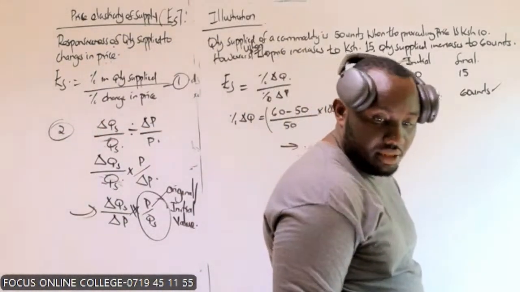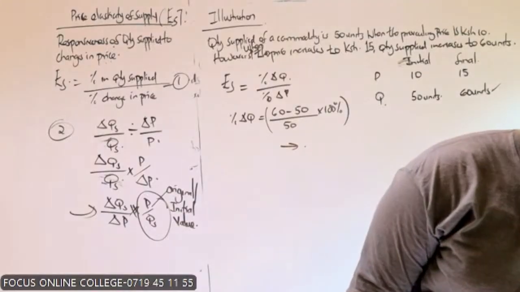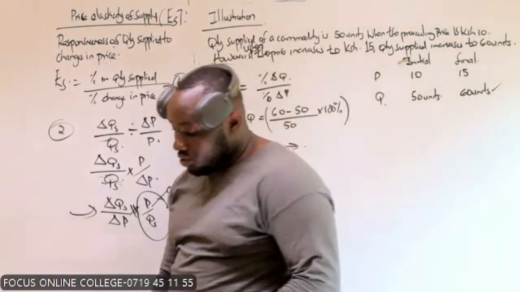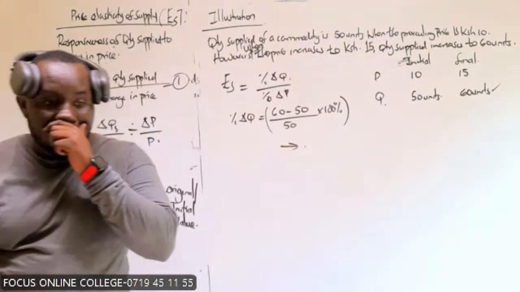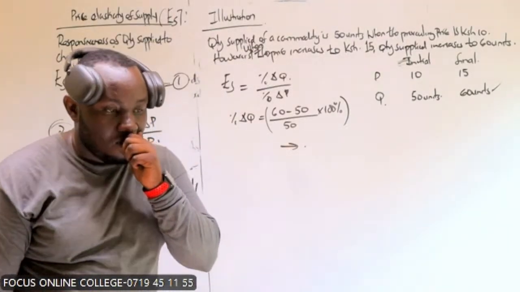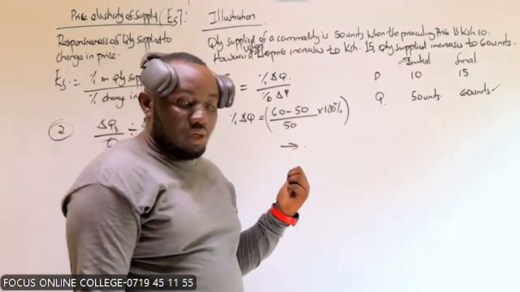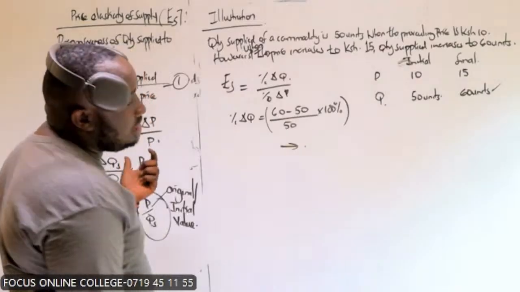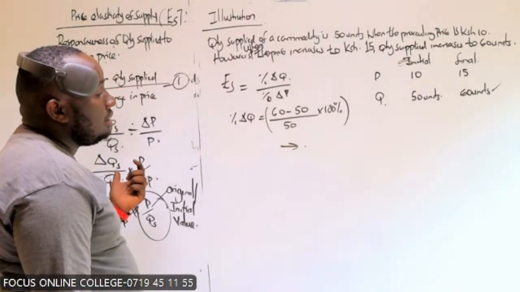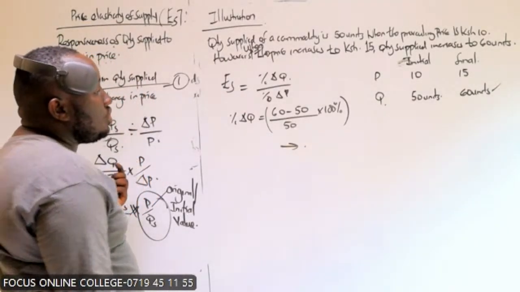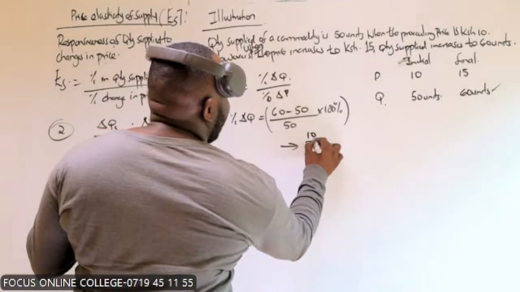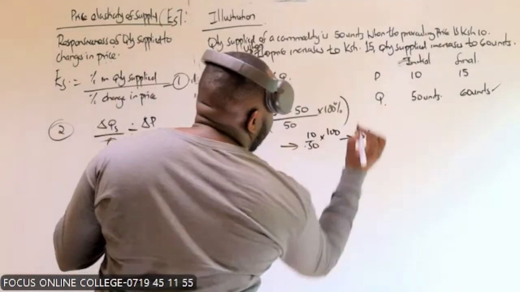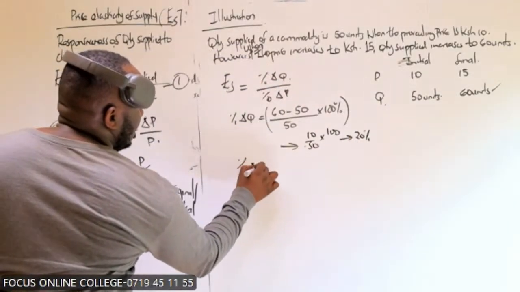What do we have for that? What is the percentage change in quantity? Someone gets it 20, so we have 10 over 50 times 100, so that should be 20%. So I want us to get the percentage change in price.